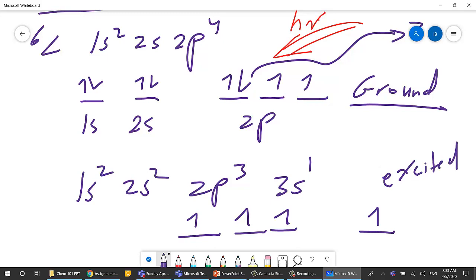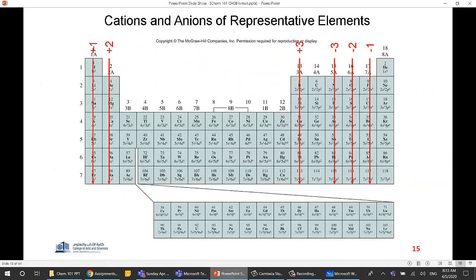So anything that is different from a ground state by having electrons in the outer, higher subshells or shells is called an excited state of atoms. You can apply this, of course, to other elements.